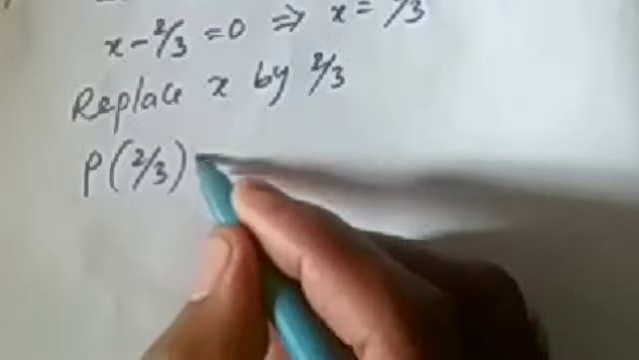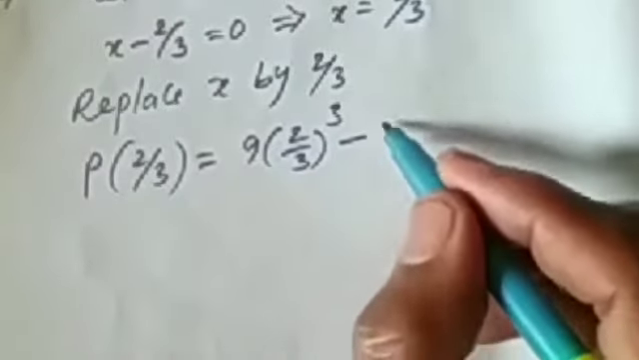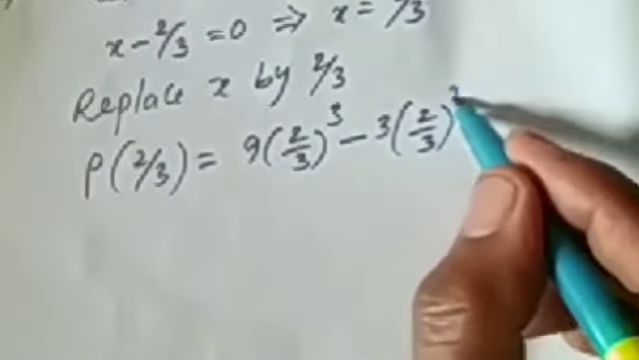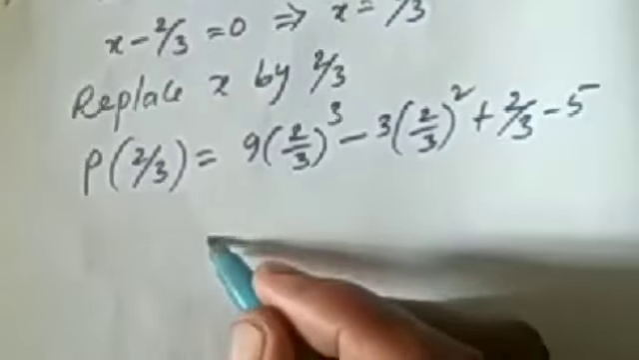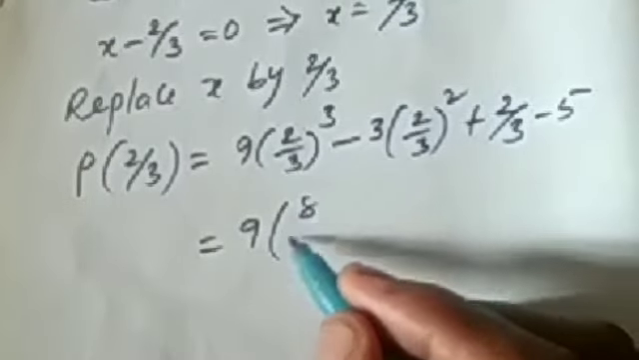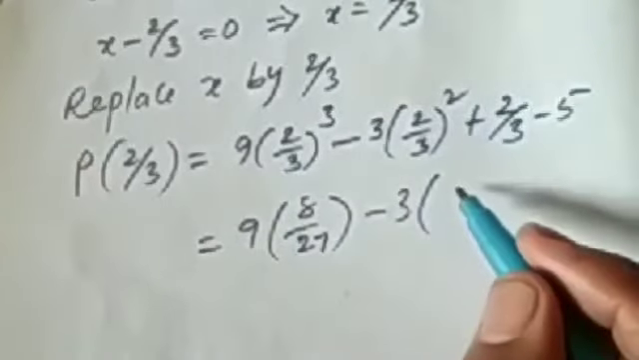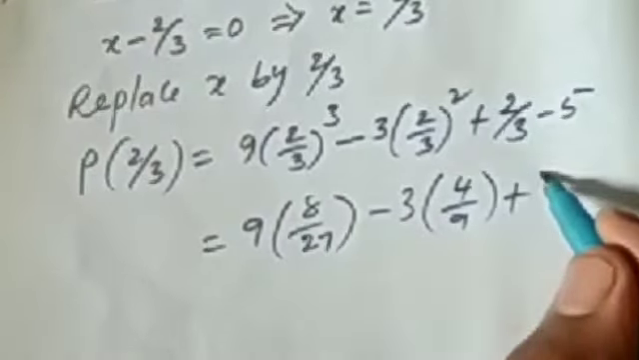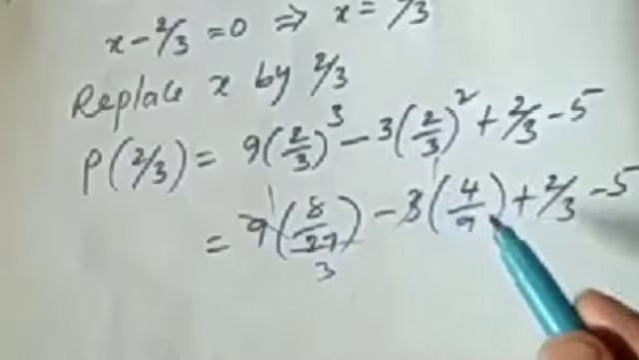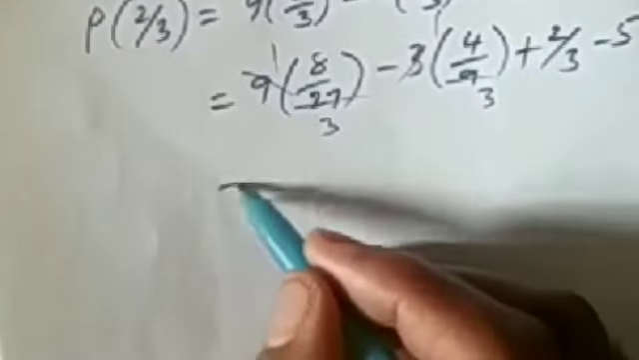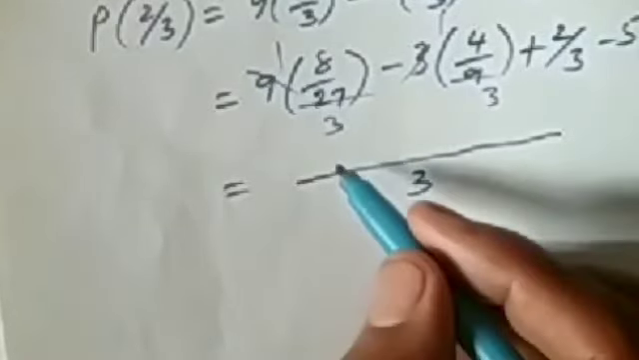Now p of 2 by 3 equals 9 into 2 by 3 whole cube minus 3 into 2 by 3 whole square plus 2 by 3 minus 5. In place of x I have substituted 2 by 3 and am calculating: 2 cube means 8, 3 cube means 27, 2 square means 4, 3 square 9. Then cancel. So what is the LCM? 3 is the LCM.